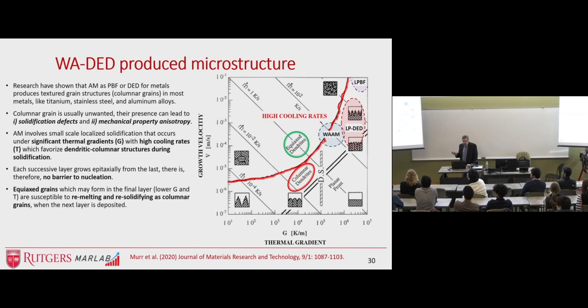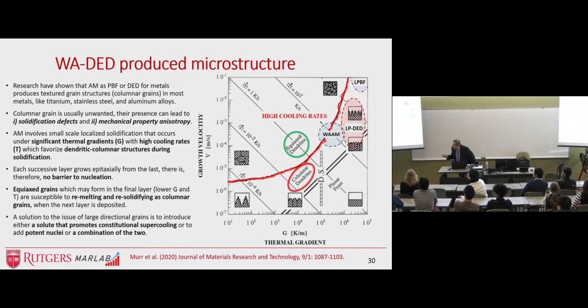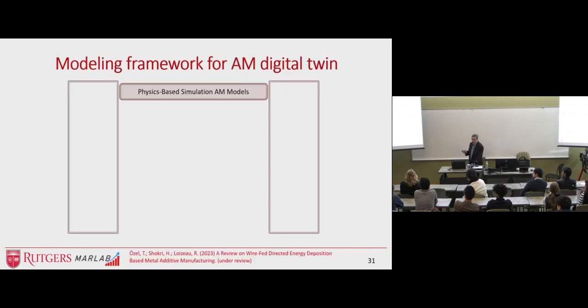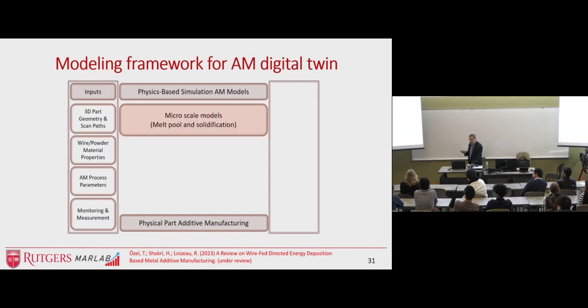So thermal gradients G and high cooling rates T must be optimized to actually bring the dendritic columnar structures to equiaxed dendritic structures. The way to obtain equiaxed grain is to do grain refinement. So we can offer a solution by introducing a solute that promotes constitutional supercooling, or add potent nuclei, or a combination of the two, to do the grain refinement during the solidification. So we're working towards that, other than the laser powder bed fusion.